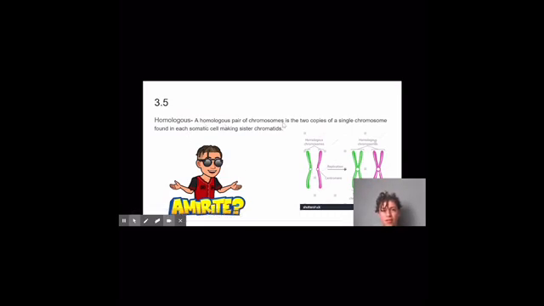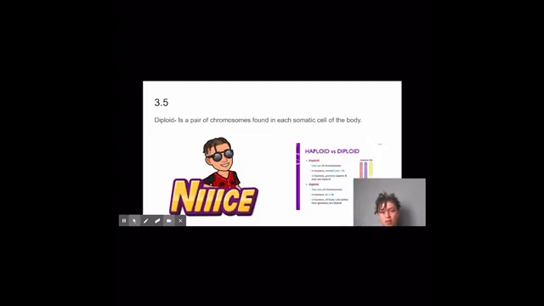A homologous pair is a pair of chromosomes, the two copies of a single chromosome found in each somatic cell, making a sister chromatid. A diploid is a pair of chromosomes found in each somatic cell of the body.